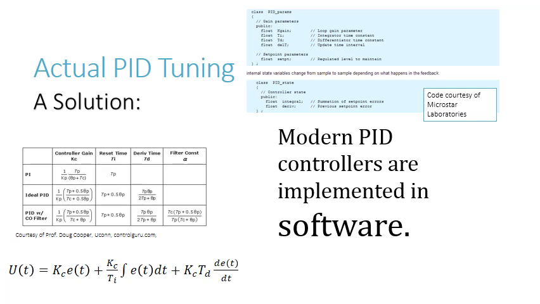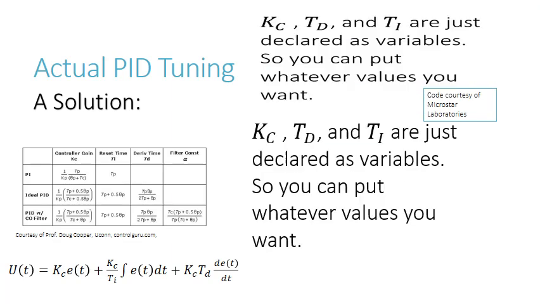Well, the answer is that modern PID controllers are implemented in software. You're going to find this type of code. Here's an example of some real production code from this company, MicroStar. You're going to find this in your PLC on the shop floor. And you'll notice here that the proportional gain, the integral time, and the derivative time, they're just declared as variables. So you can really put whatever values you want in there.